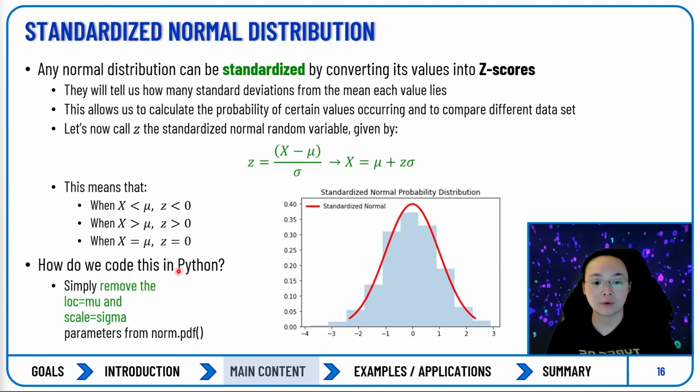So over here, how do we code this in Python? We simply remove the location equal to mu and the scale parameters from norm.pdf. By doing that, the same graph that we have had before, the histogram, gets centered over here, and the probability distribution is now centered around 0. So that's what standardizing means. Once we have that, it's a lot easier to fit this model to different experiments.